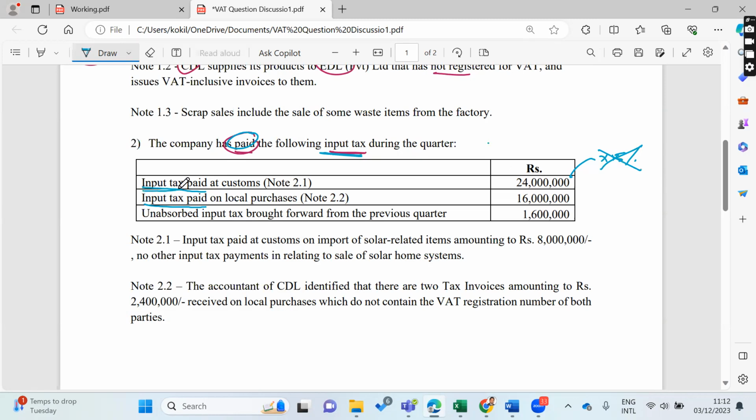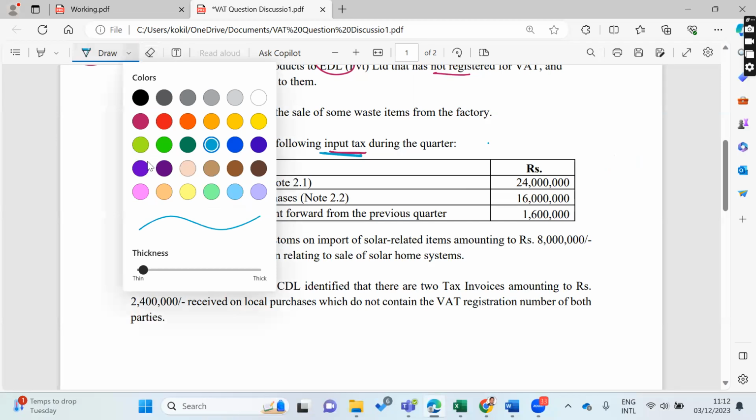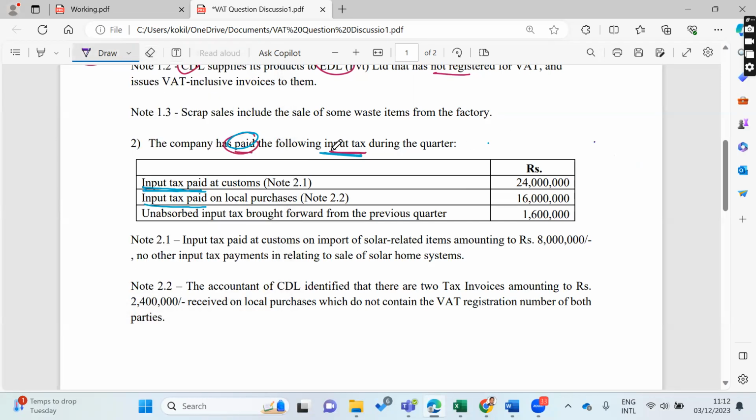You have to carefully read input tax paid. It says input tax paid. That means you have been given exactly the amount of tax you can claim as input. Here, input tax paid at customs, 24 million. Input tax paid at customs on importation of solar items amounting to 8 million. No other input payment relating to solar.